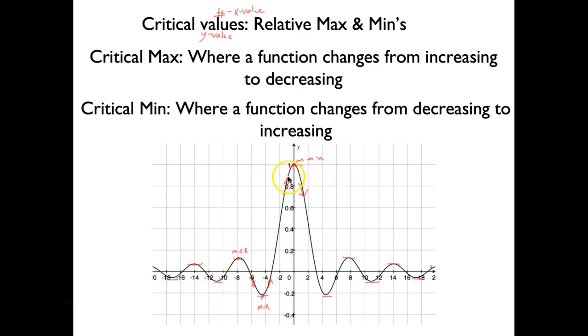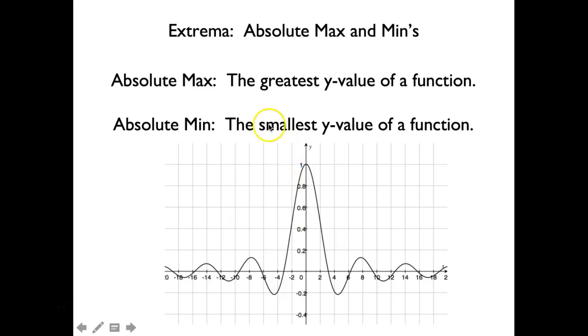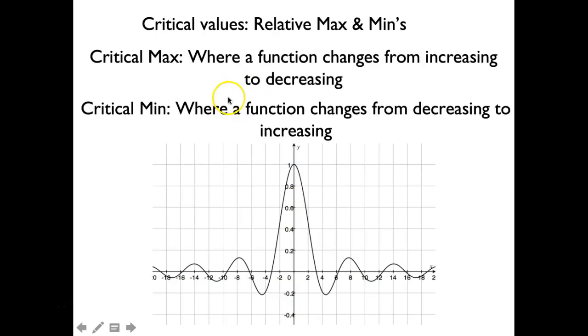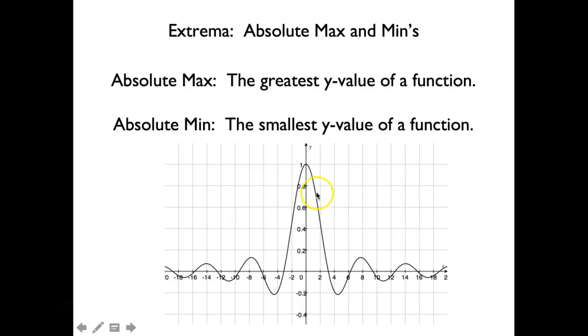Okay, let's just start labeling some of these off here. Now these criticals, there could be multiple critical maxes and mins. An absolute maximum or minimum, there's only one. Okay, so let's write that down there. Absolute max and min, there is only one. There's only one absolute max, there's only one absolute min.